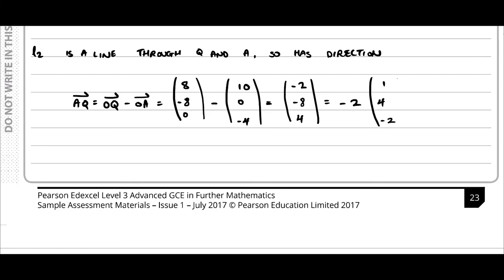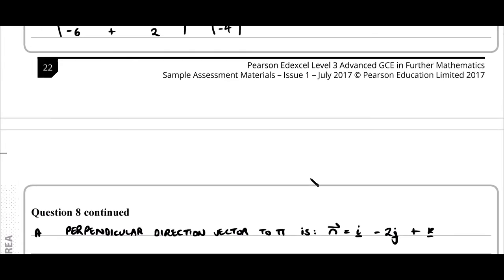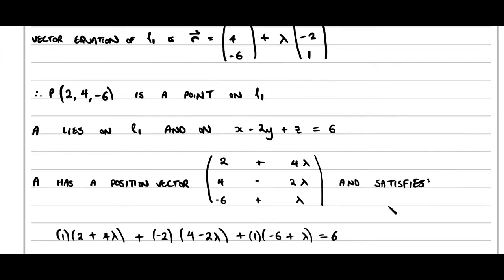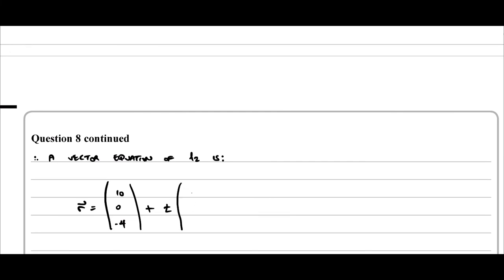And with that being said, we can therefore conclude, knowing that the line L2 passes through A and Q, and we already know the direction AQ, that a vector equation of L2 would be given as 10, 0, minus 4, plus some parameter t lots of 1, 4, minus 2. So that's the end of this question. Quite difficult, but hopefully everything I've said and also drawn out makes complete sense.